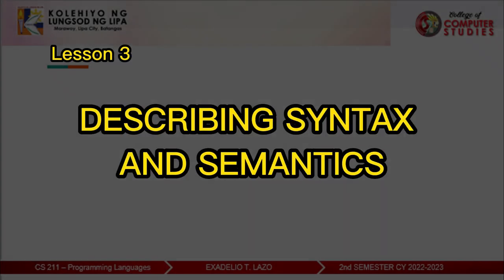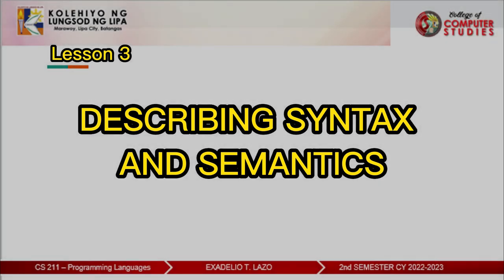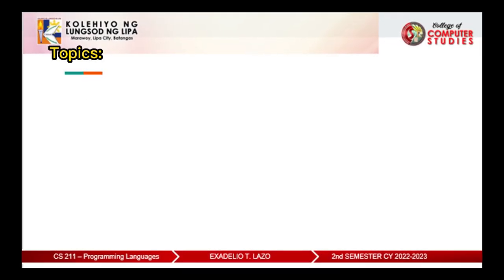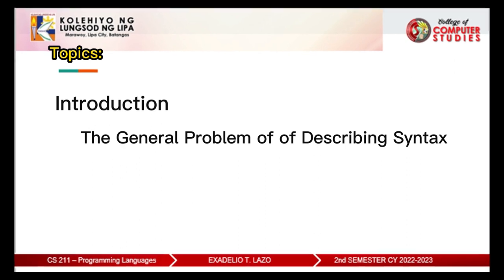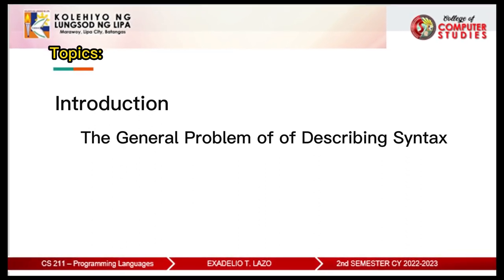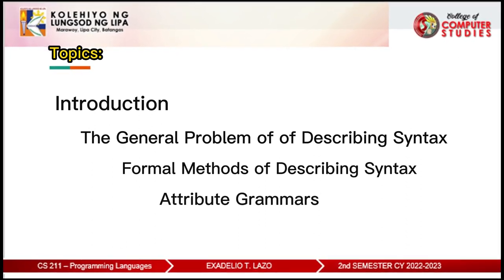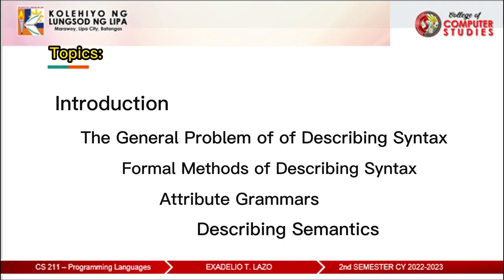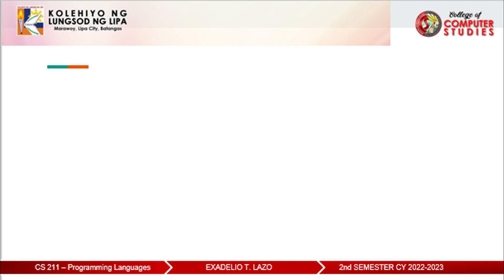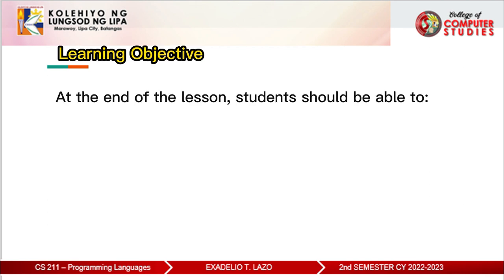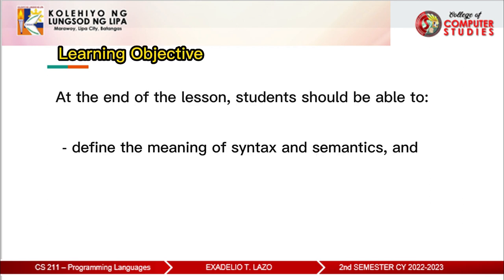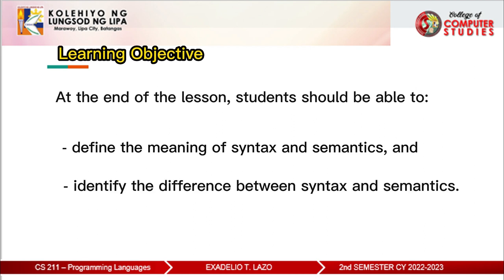Lesson 3. Describing syntax and semantics. Topics: Introduction. The general problem of describing syntax. Formal methods of describing syntax. Attribute grammars. Describing semantics. Learning objective: at the end of the lesson, students should be able to define the meaning of syntax and semantics and identify the difference between syntax and semantics.